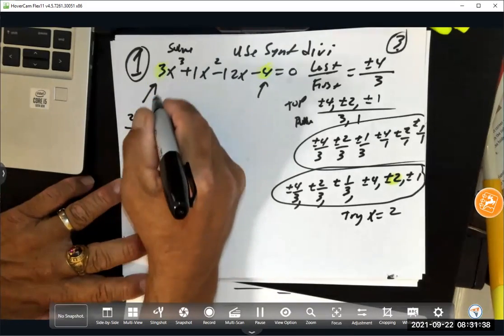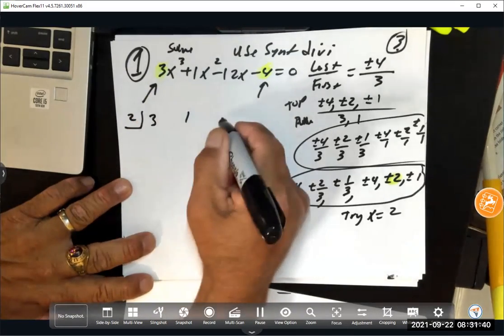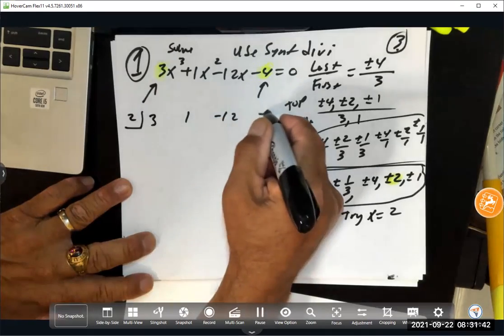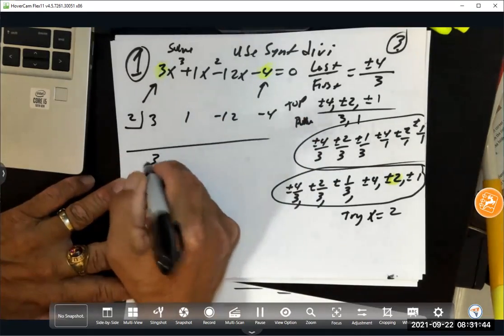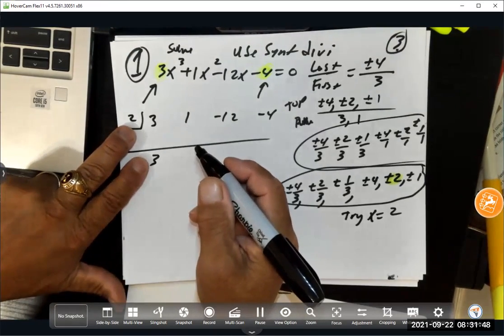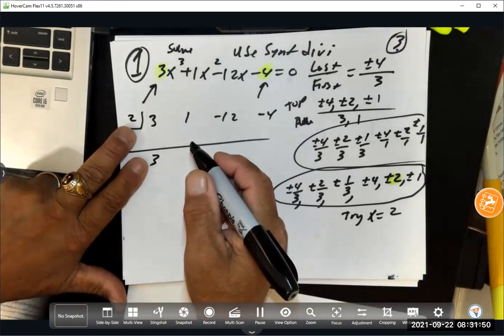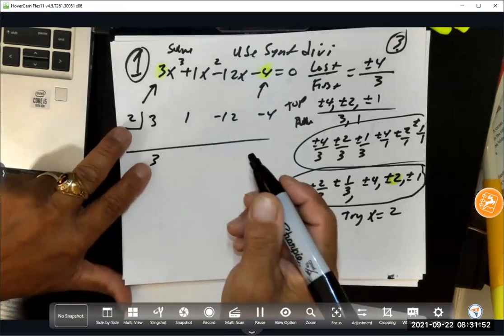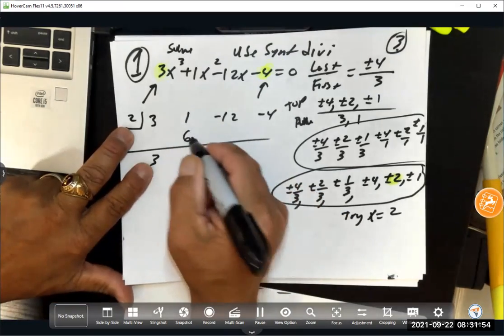Okay. The numbers: 3 goes down. 1, minus 12, minus 4. Is that okay? 2 times 3, multiplication. 2 times 3 is 6. 6 is correct.